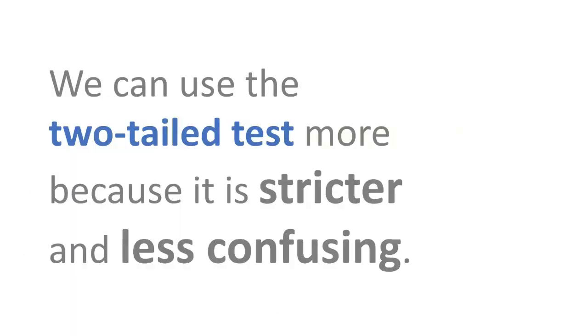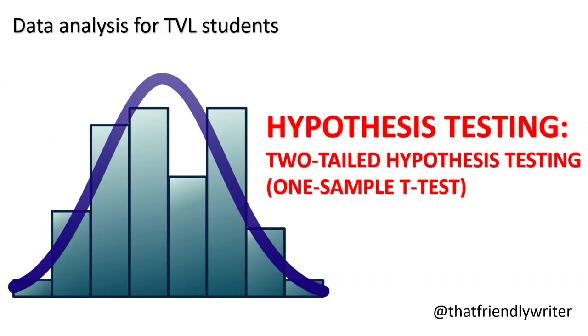Thus, to summarize, the beauty of the two-tailed test lies in its strictness and simplicity, as compared to the one-tailed version. Therefore, we don't need to use the one-tailed test, unless it is absolutely necessary. In most cases, the two-tailed test should already be our default choice. There we go, the two-tailed hypothesis testing.